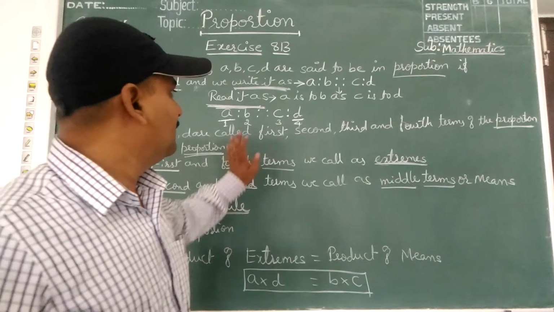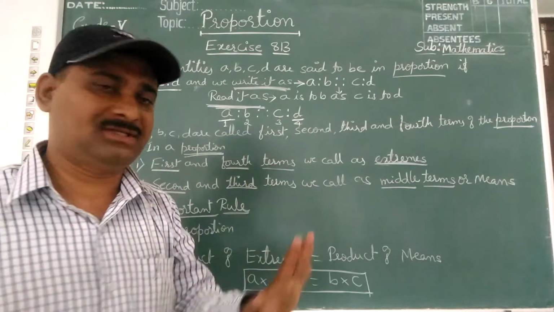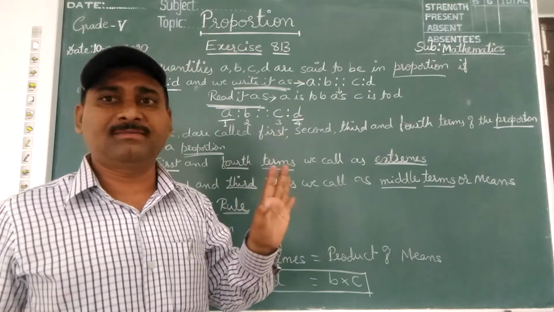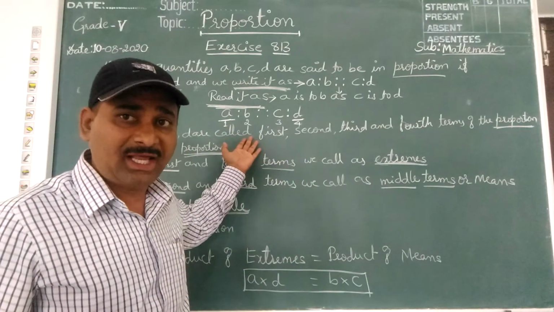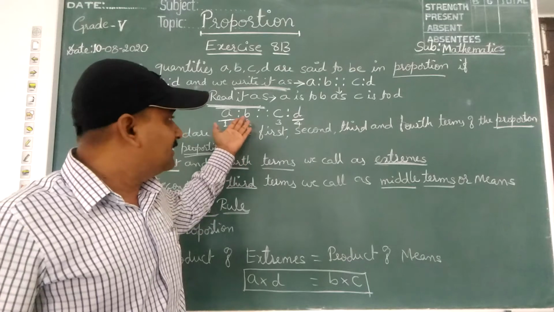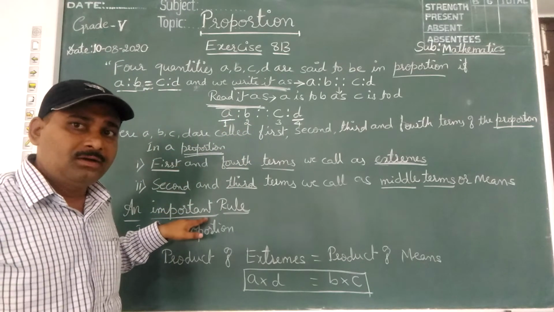Children, very simple. First term and fourth term are called extremes. Second term and third term are called middle terms or means. Why do we have to study this? This is very important. We have to study this to prove the rule.